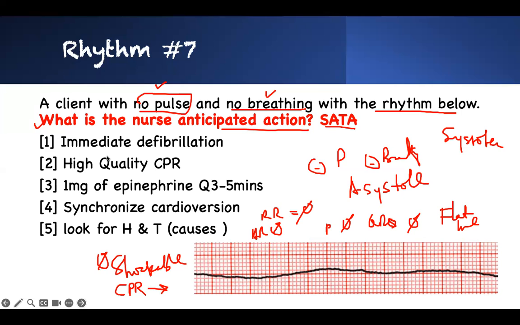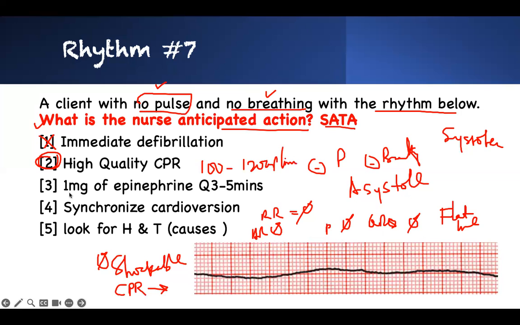So immediate defibrillation is a wrong answer. Never choose it for asystole. If you put fire in them, you kill them. High quality CPR, excellent. And then what are you doing? 100 to 120 compressions per minute.